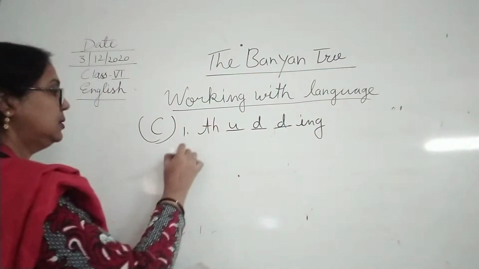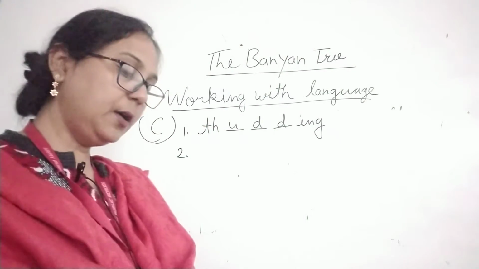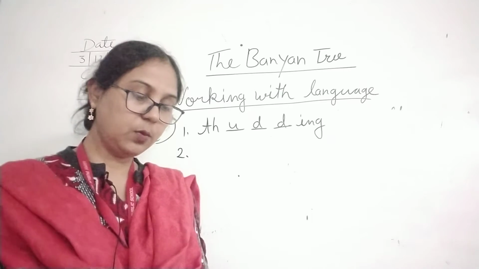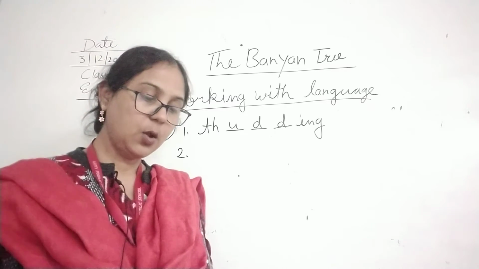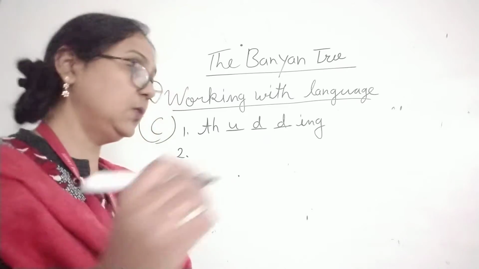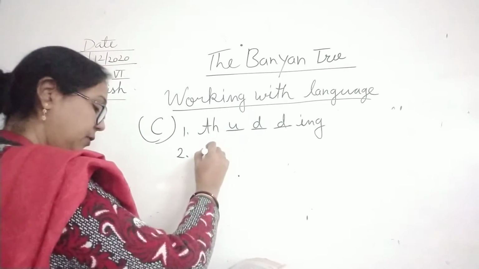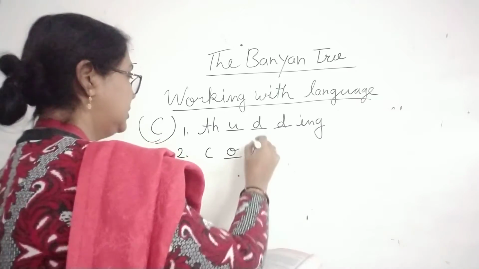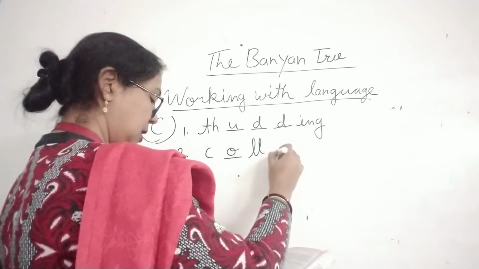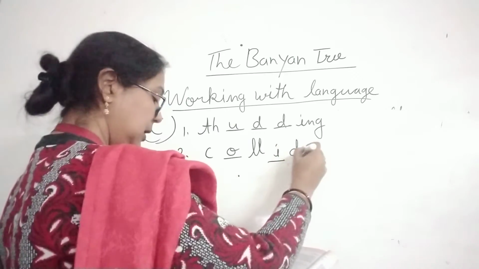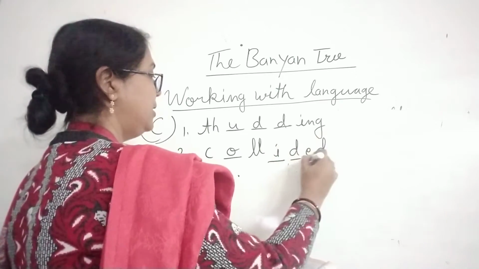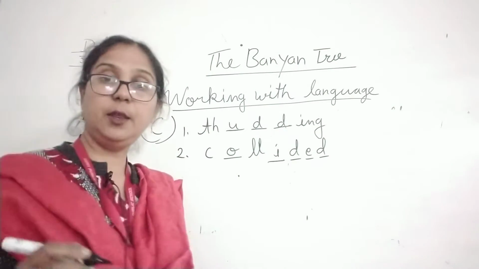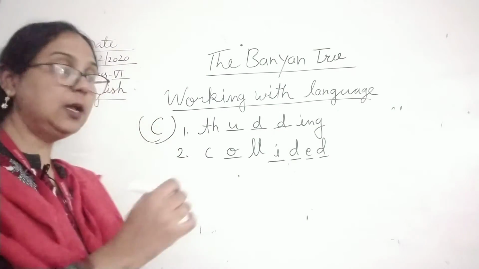So first is this. Now second, the crow and the myna collided. Collided is the word. So now children, let's write. This is O, LL is written over here, and then I, and then D, E, D. Collided. Collided in the mid-air. So children, write it down.